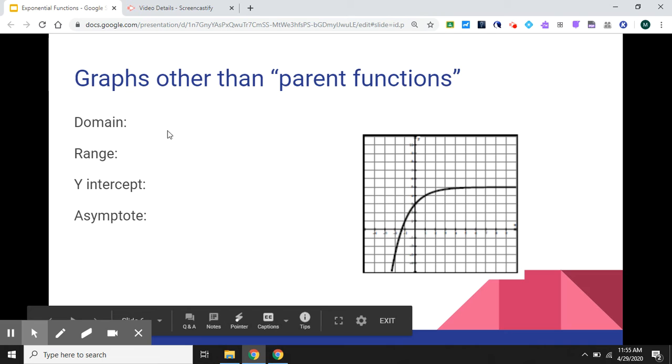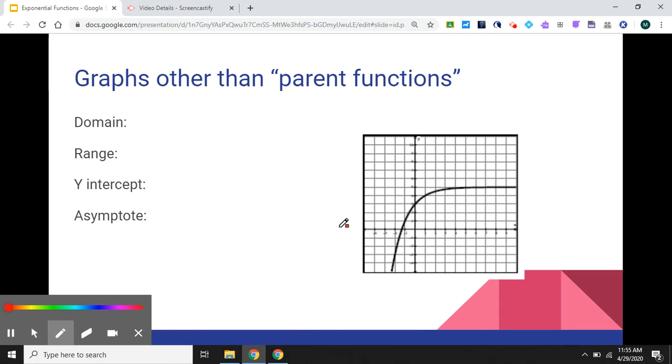So our domain. Remember, like I said in the previous video, the domain, as you move from left to right, these kind of keep going. We don't always see them going, but we can pretend that there are arrows here going to the left and to the right, which means our domain is negative infinity to infinity. And I apologize, this is really sad mouse writing.